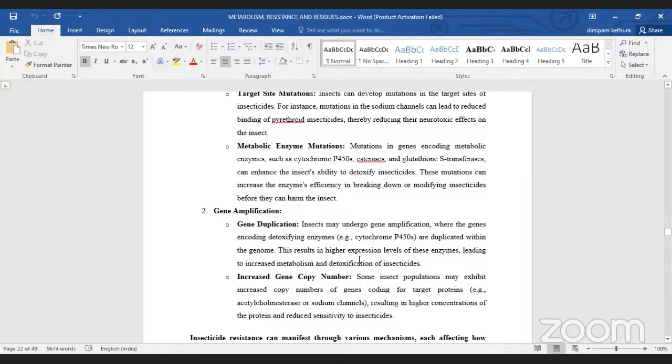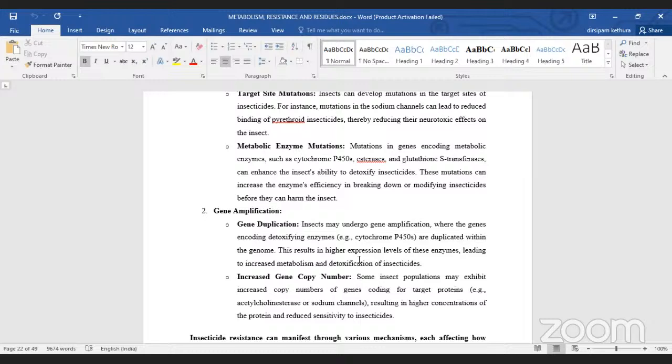And the third one is metabolic enzyme mutations. Mutations in genes encoding metabolic enzymes such as cytochrome P450, esterases and glutathione S-transferases can enhance the insect's ability to detoxify insecticides. These mutations can increase the enzyme's efficiency in breaking down or modifying insecticides before they can harm the insect. These all are about the natural mutations.